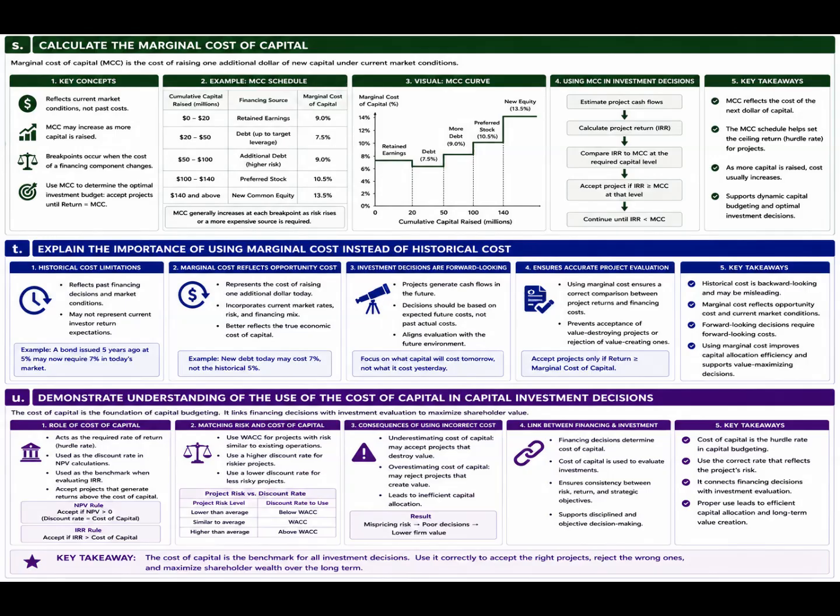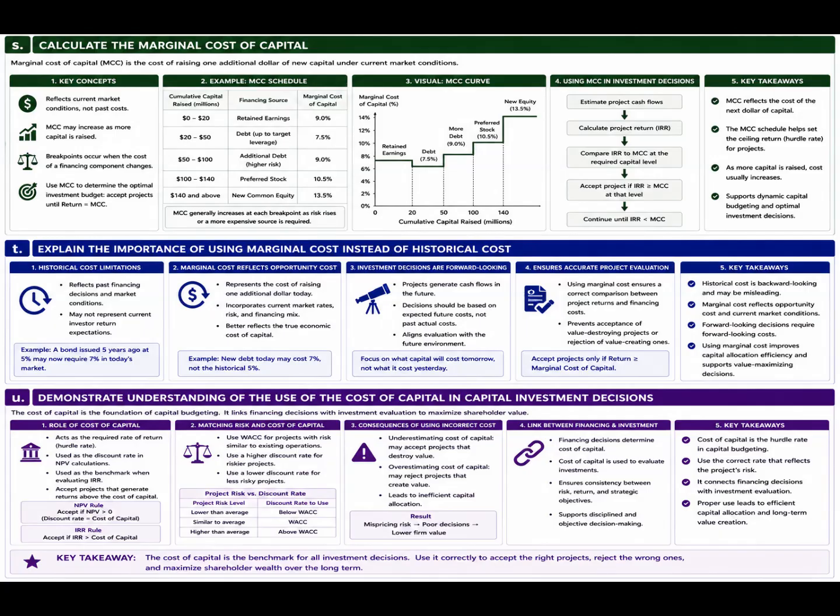U. Demonstrate understanding of the use of the cost of capital in capital investment decisions. The cost of capital serves as the required rate of return, hurdle rate, in capital budgeting. It is used as the discount rate when calculating net present value, NPV, and as a benchmark when evaluating internal rate of return, IRR. Projects that generate returns above the cost of capital increase shareholder value.